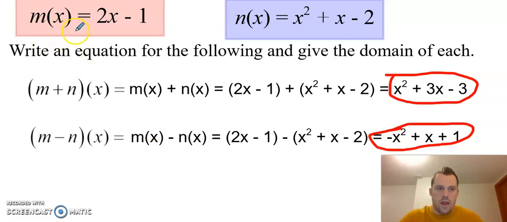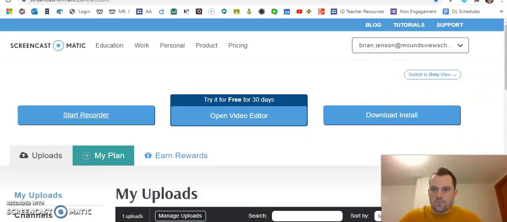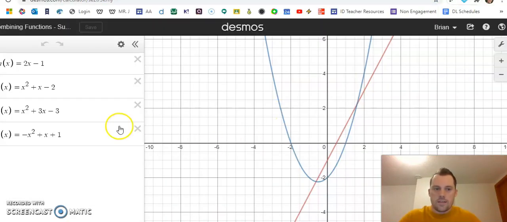So remember, we got m of x here, n of x. We're going to look at the domain for each of those separately, and then look at the domain for the sum and the difference.